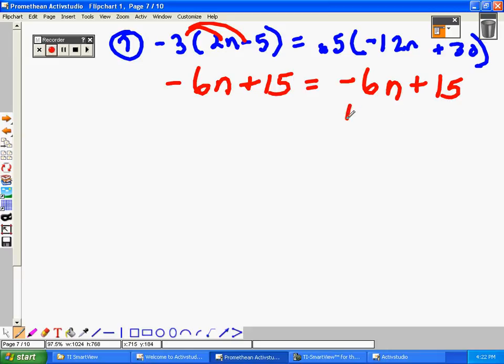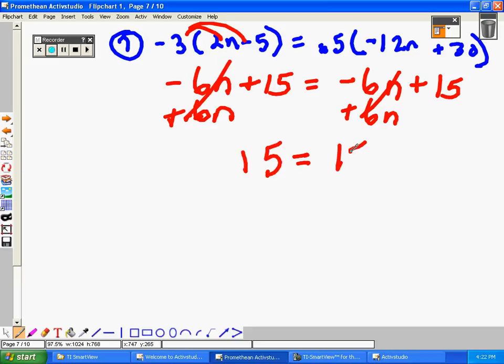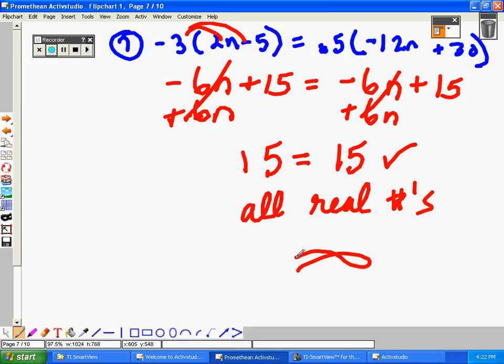Now let's move the 6n over so we could get it to this side. But when you do that, what happens? Both of them cancel out, and you're left with 15 equals 15. Well, we talked about in class that that's a true statement. So the answer would be all real numbers. Or you could use the infinity sign for all solutions.